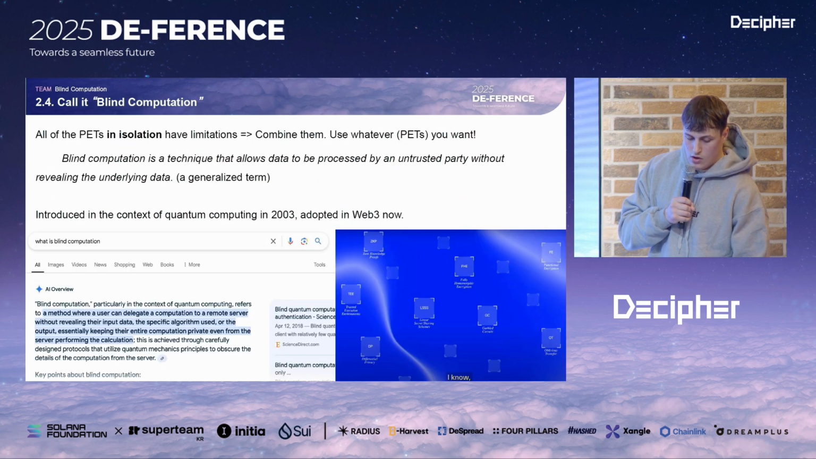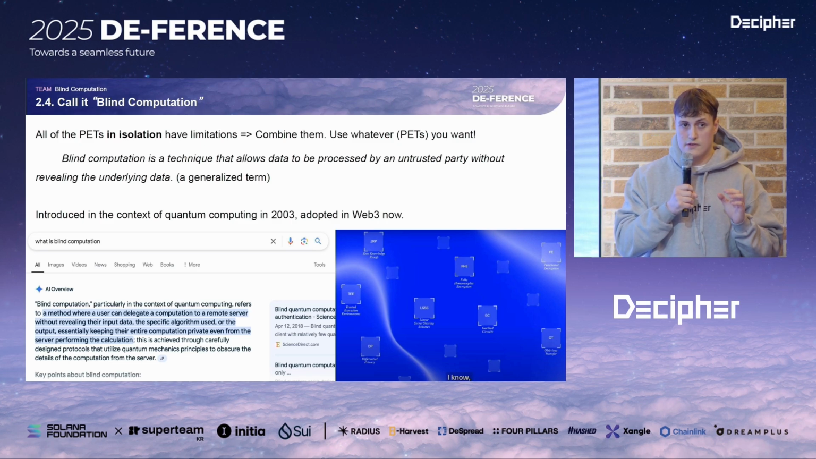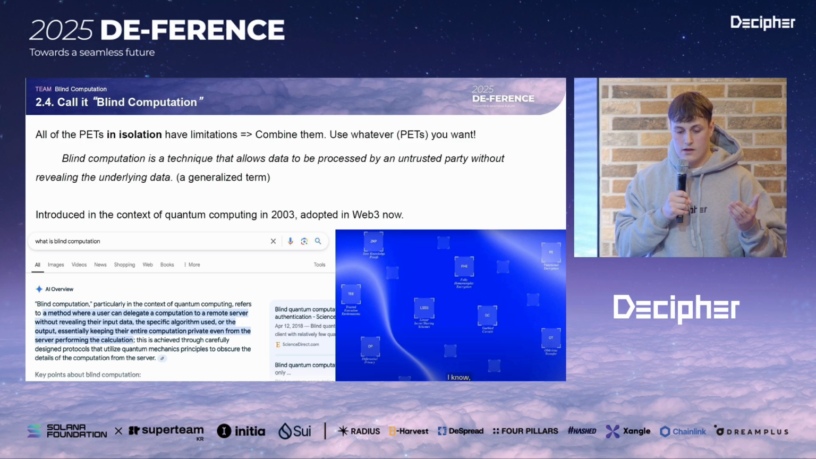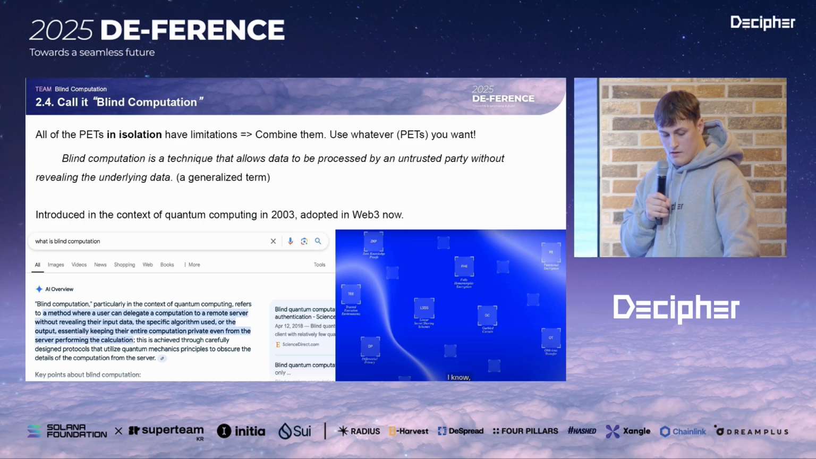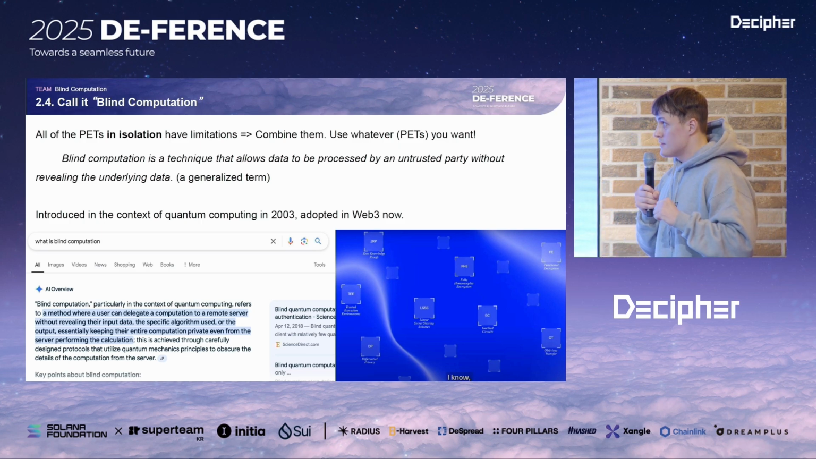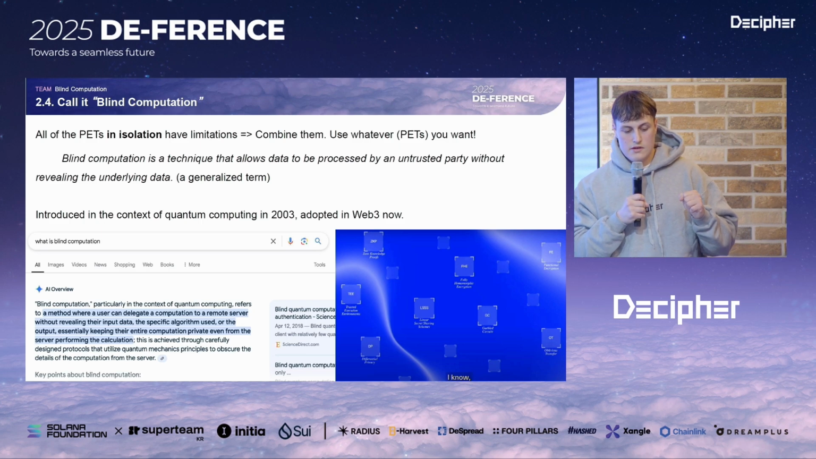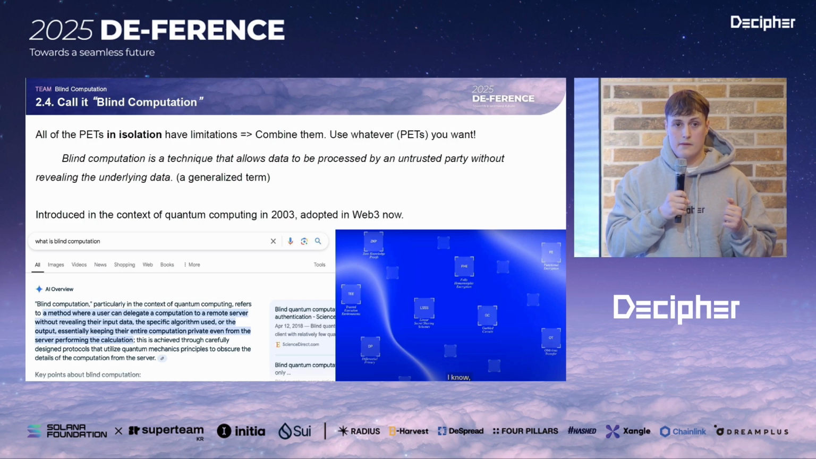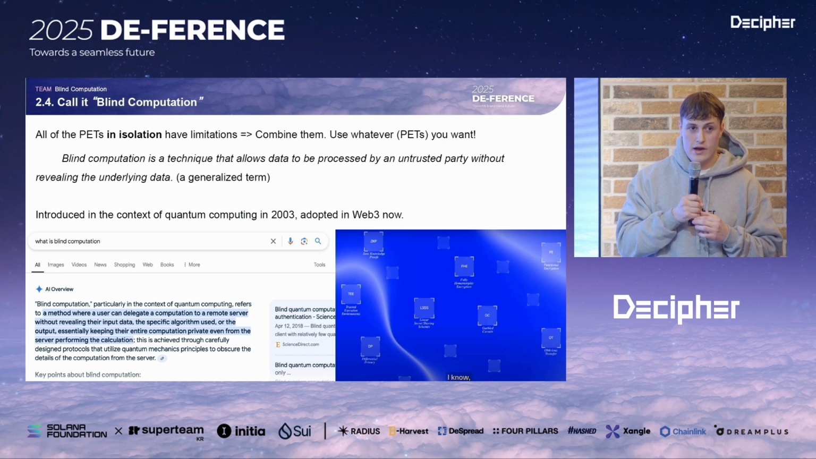As we just saw, all of the paths in isolation have their specific limitations. A possible solution for these problems is combining several paths chosen for the task that you have at hand. This approach can be generally called blind computation. A blind computation is a technique that allows data to be processed by an untrusted party without revealing the underlying data. The concept was introduced in the context of quantum computing in 2003, and it's being actively adopted in Web3 right now.